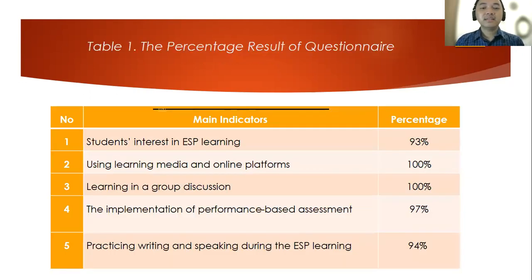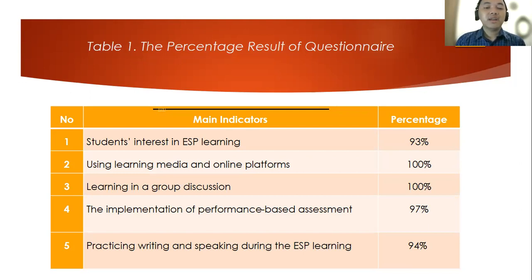And here is the percentage result of questionnaire. Here, I give the 5 main indicators. The first, student interest in ESP learning, it got 93%. And then the second, using learning media and online platforms, it got 100%.